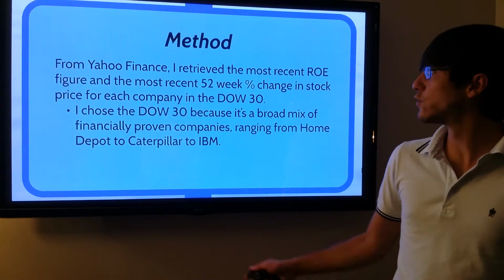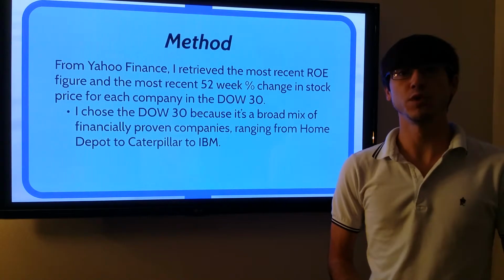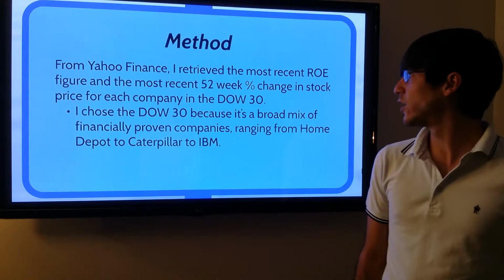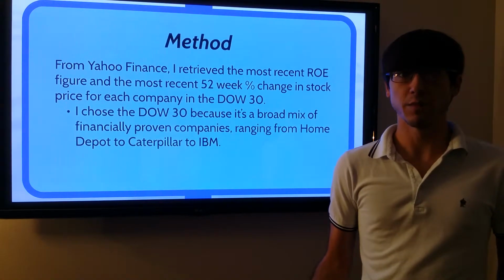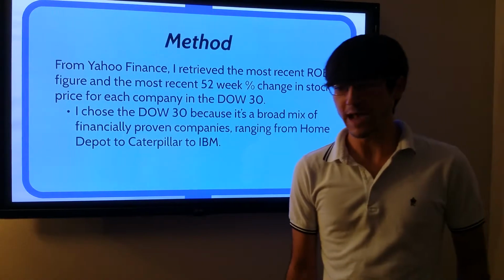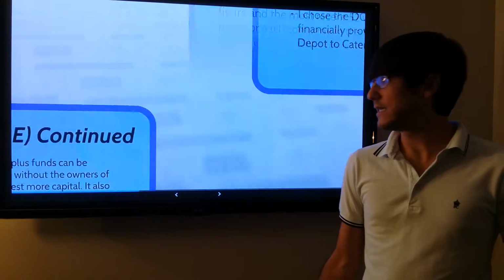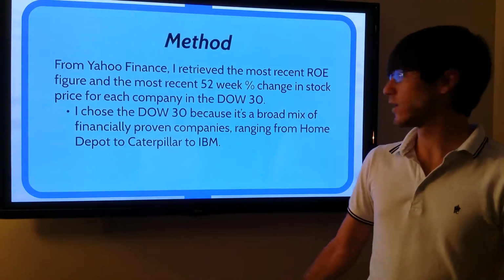My method: I chose data from Yahoo Finance. I retrieved the most recent ROE figure and the most recent 52-week percentage change in stock price figures for the Dow 30. I chose the Dow 30 because it's a very broad mix of different companies and different industries. It can range from Caterpillar to Home Depot, IBM, AT&T, a bunch of different companies.